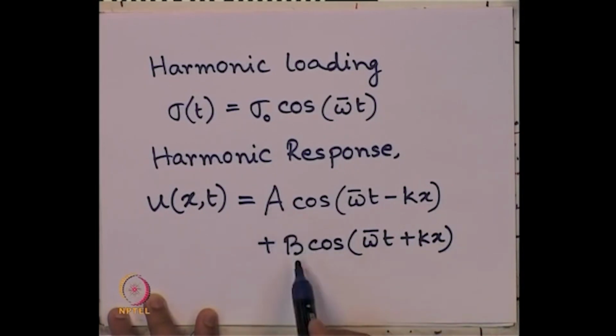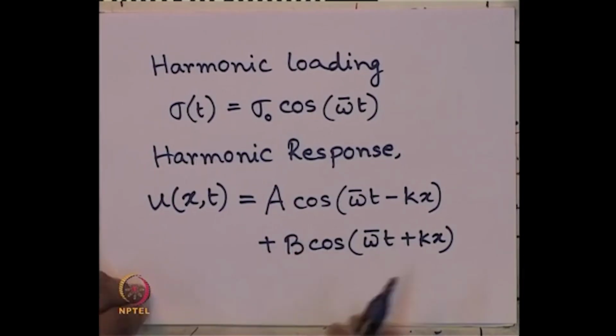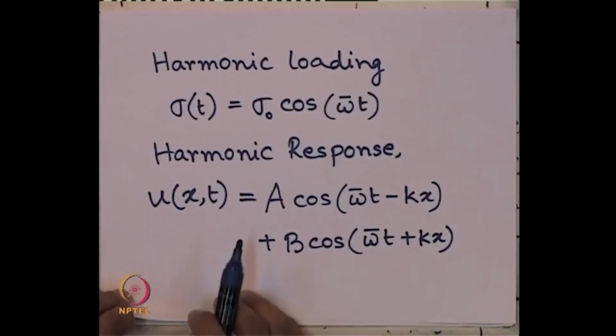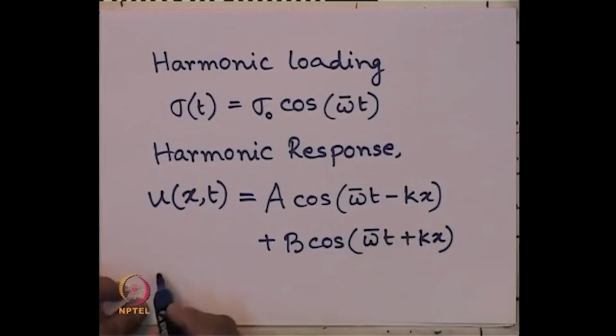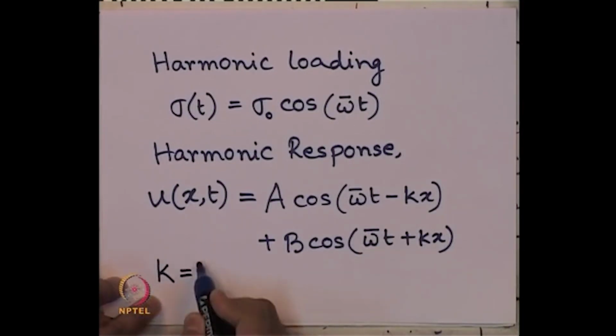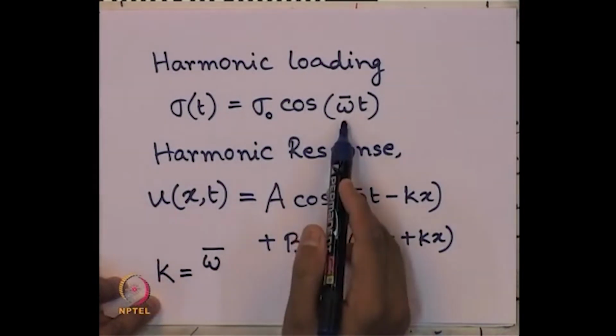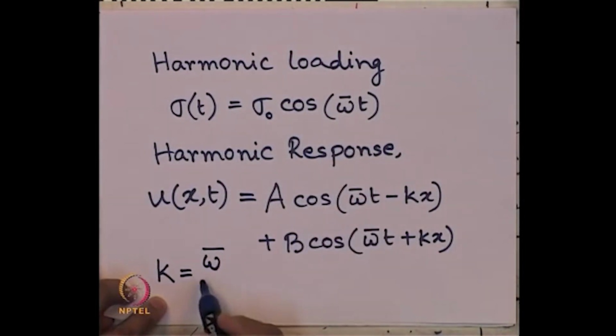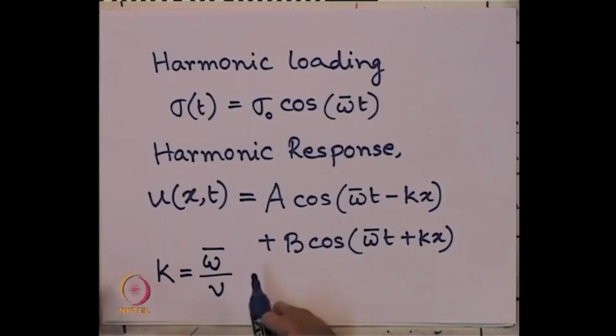And where from we will get these two constants a and b in the solution? From the boundary conditions. That is, when the boundary conditions are known, using initial condition and boundary condition, we will see various cases now. Then we can estimate these constants a and b. Now, in this case, what is k? k is expressed as the circular frequency omega bar divided by v. v is nothing but the velocity.